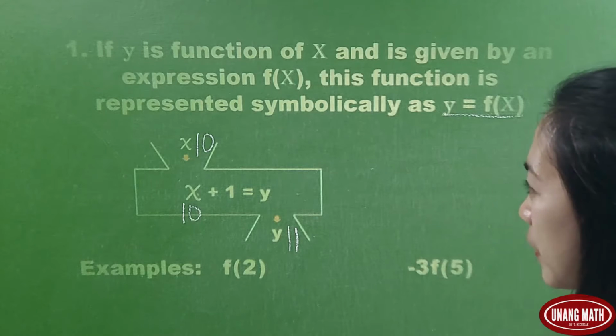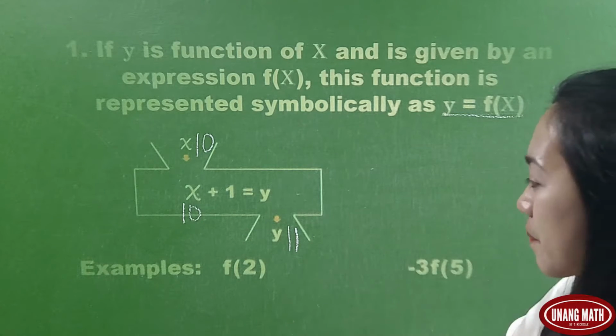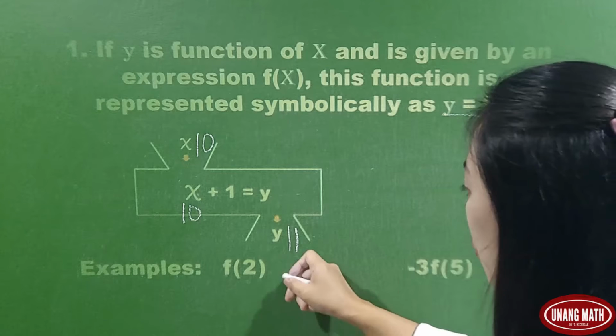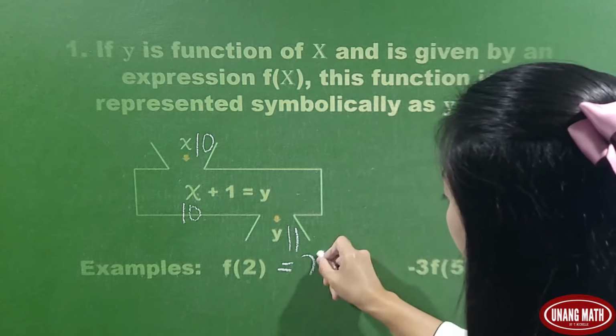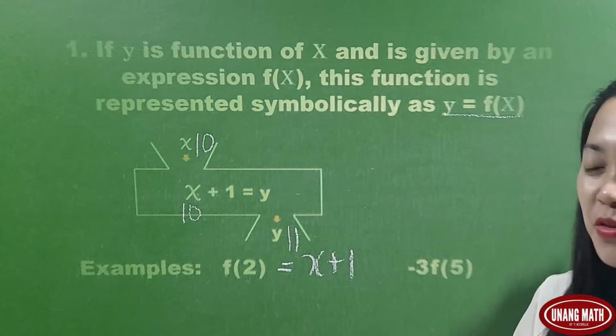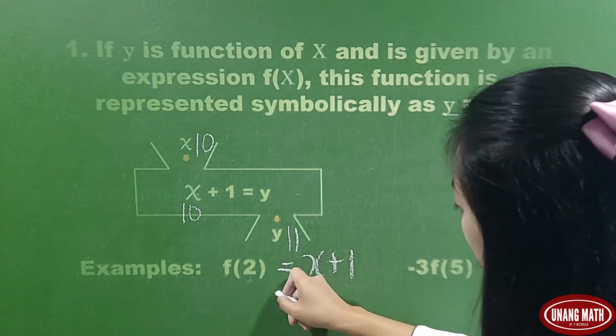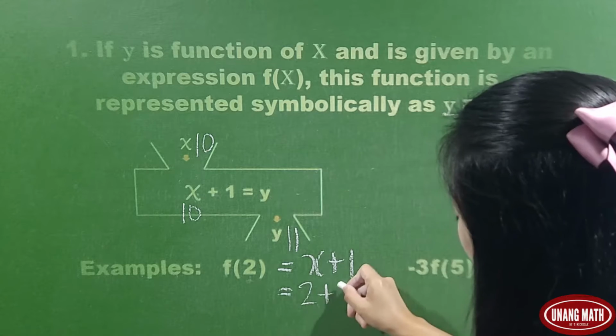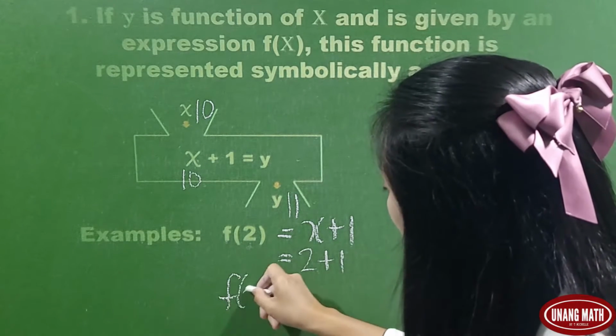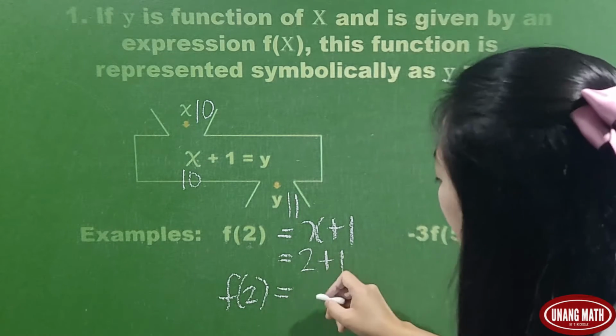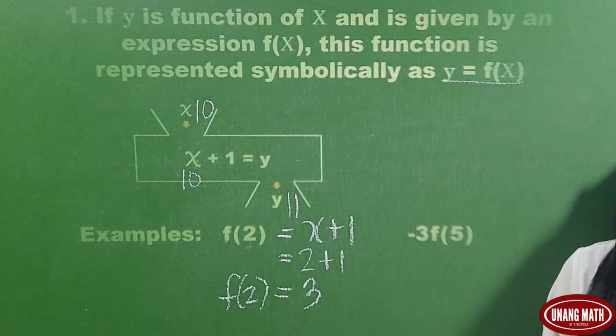Okay, what about in these functions? So f of x is equal to x plus 1. So this is our function. Okay, the value of x is 2. So it means 2 plus 1. So f of 2 is equal to 3.